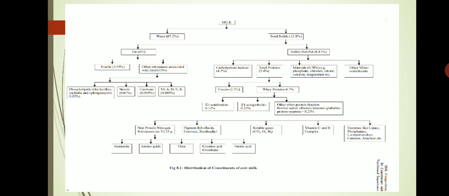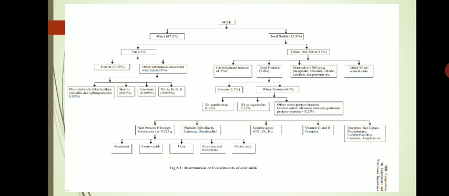Then if you consider proteins, which types of proteins are present in milk? Milk contains casein as well as whey protein as protein components. Casein comprises around 2.7%. Whey proteins comprise around 0.7%. Whey proteins are again divided into lactalbumin, lactoglobulin and other whey proteins, which function as bovine serum albumin, immunoglobulins, protease, peptone. So these are the proteins present in milk.